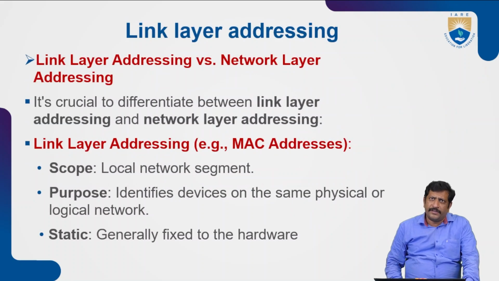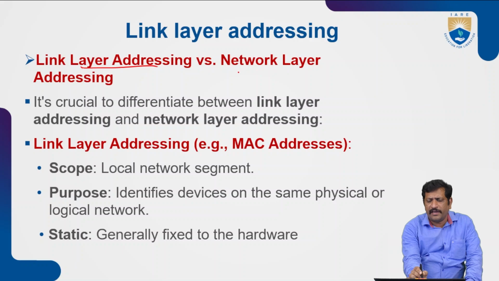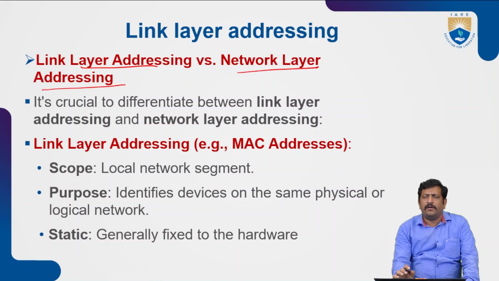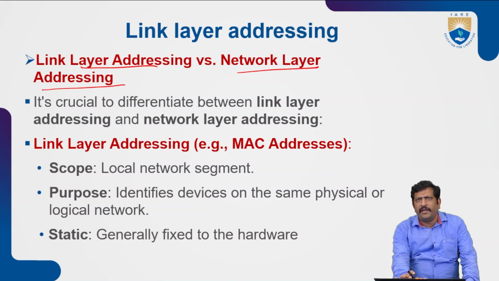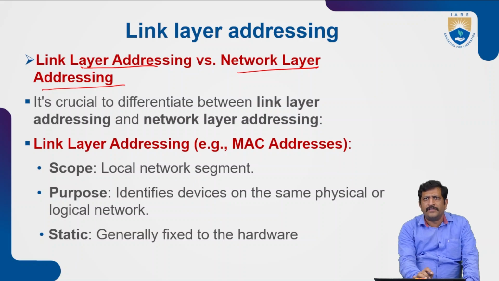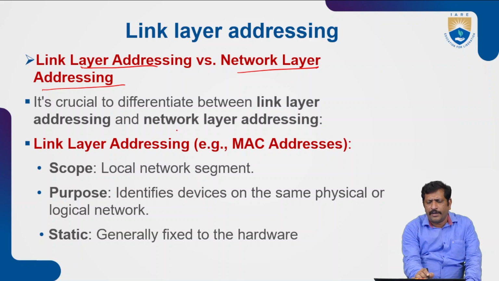Link layer addressing versus network layer addressing. What is the main difference between them? For network layer addressing we use the IP protocol. For the link layer, the MAC address, media access control, is utilized. So it is very crucial to differentiate between link layer addressing and network layer addressing.